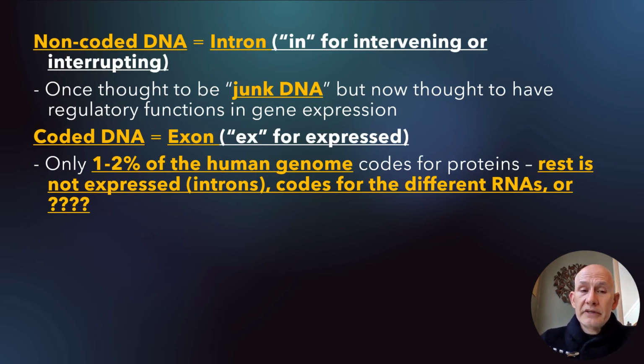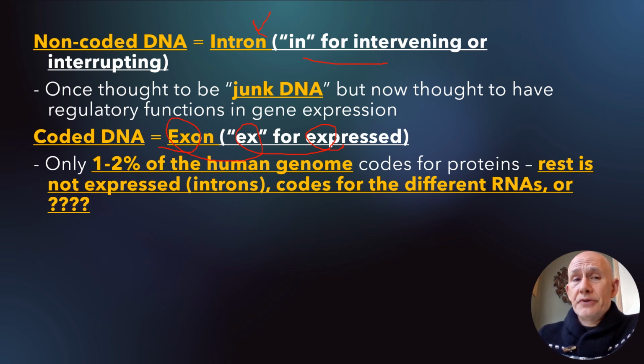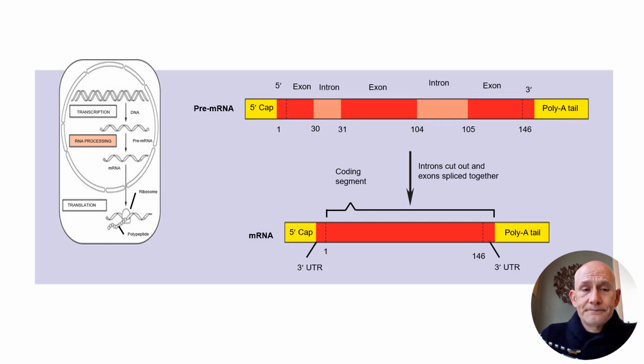All right, so our non-coding DNA, intron, again for intervening or interrupting. And then our coded DNA, the exons, the ones that are expressed into proteins. So every cell that is working is really only expressing 1 to 2% of its genome. A lot of it is intron DNA, some of it's for RNAs and other things, and there's just a lot of DNA where we don't quite know what that does yet. So again, this technology is only 70 years old. So there's a lot about DNA and its control that we're still learning.